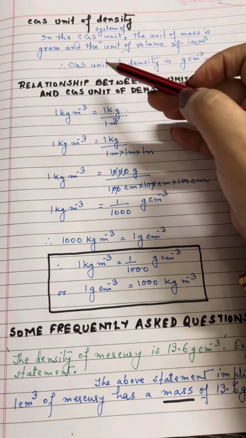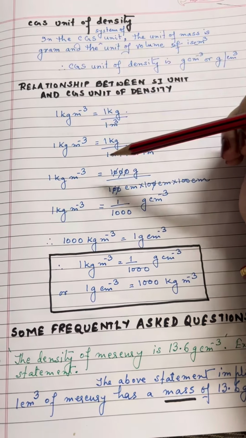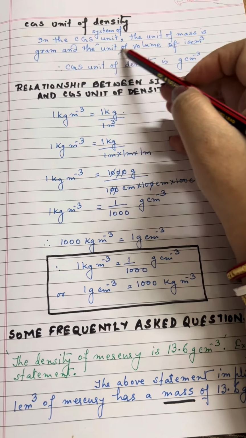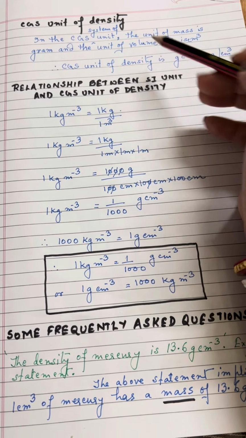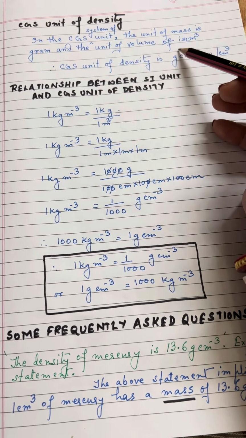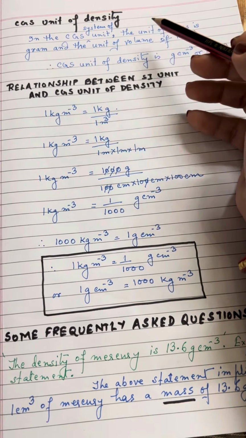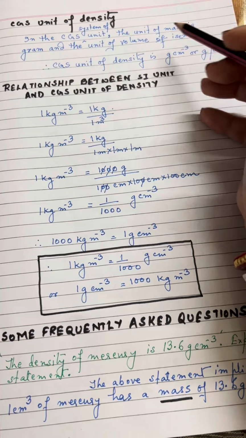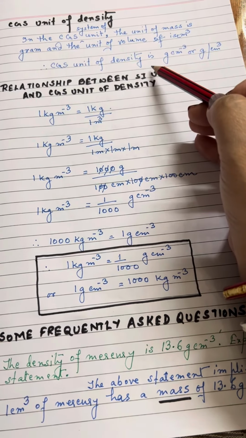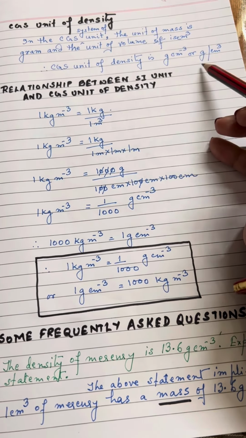Now, we shall talk about the CGS unit of density. The CGS unit of density is nothing but the CGS unit of mass divided by the CGS unit of volume. The CGS unit of mass is grams and the CGS unit of volume is centimeter cube. Therefore, the CGS unit of density is gram per centimeter cube.